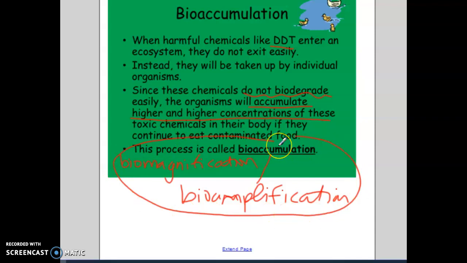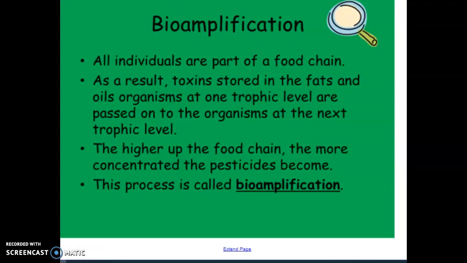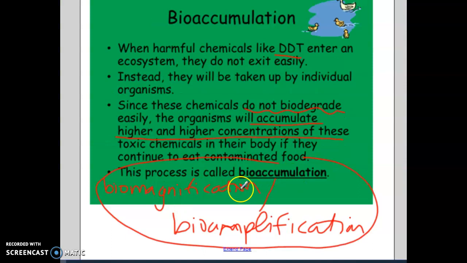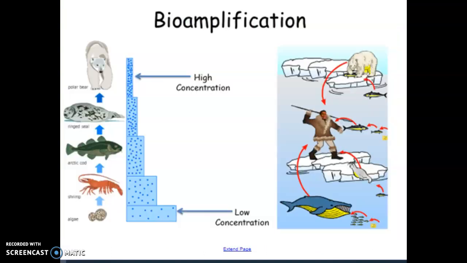So it's talking about how as you go through the food chain or food web, the amount of that pesticide gets higher and higher as it moves through to the point where the top organism is actually the one that is most harmed. All right, so here's bioamplification. So it means exactly the same thing. It's just another term. So these terms can all be used interchangeably.